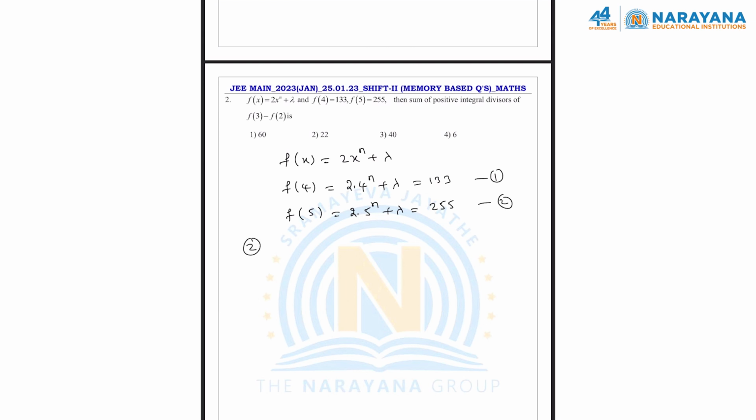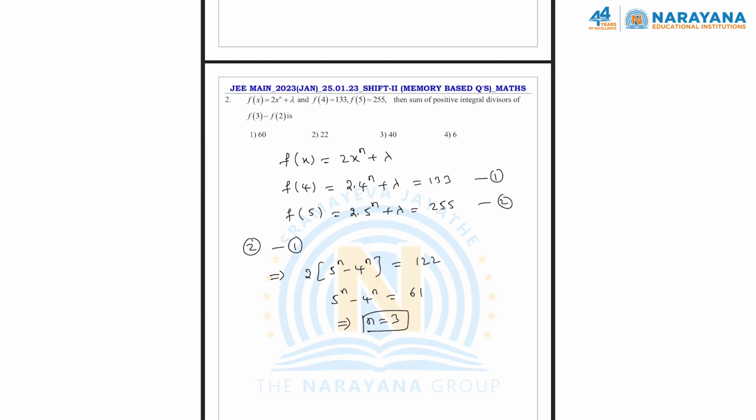Now if I subtract first from second, what will I get? 2 into (5 power n minus 4 power n), lambda will get cancelled, equal to 255 minus 133, which is 122. This means 5 power n minus 4 power n is equal to 61. From here we can say the value of n will be equal to 3, because 5 power 3 is 125 minus 4 power 3, which is 64, which gives 61. So n is equal to 3.